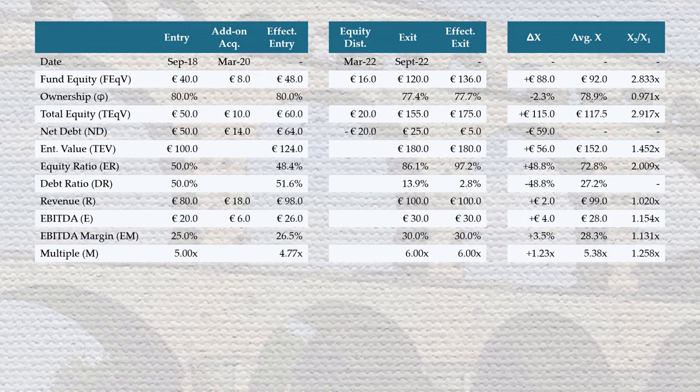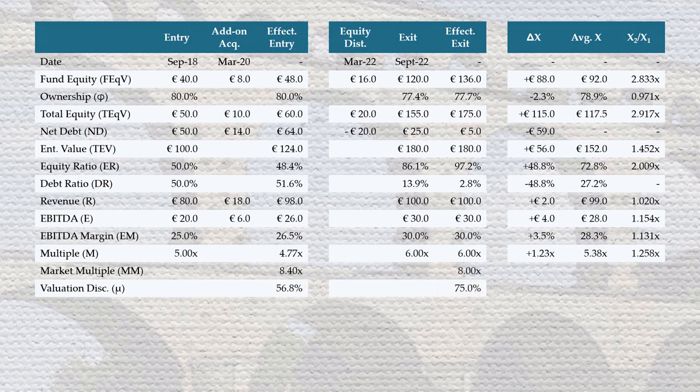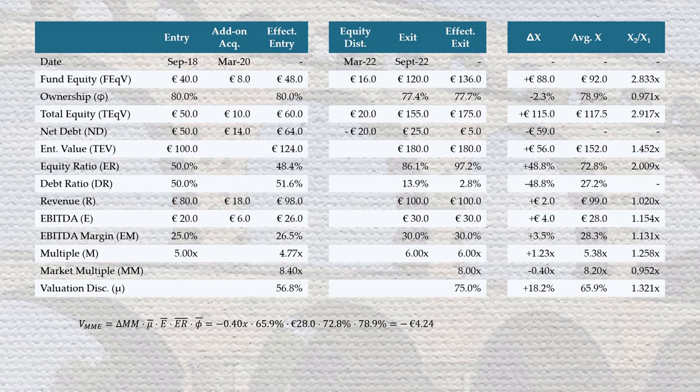Plugging the numbers into the table shows that at entry, the company is worth only 56.8% of the market valuation, but by exit, it's worth 75% of the market valuation. The changes in market multiples and discounts suggest that multiple expansion is comprised of a 4 million euro loss driven by broader market forces, and a 24 million euro gain that we call intrinsic multiple expansion. This is something for which we usually give credit to the GP.